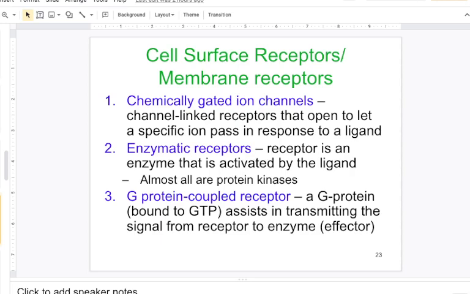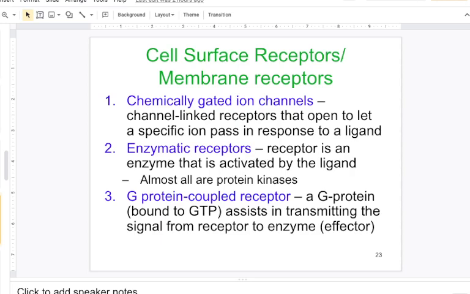Enzymatic receptors are receptors that are enzymes, which speed up a chemical reaction that is activated by the ligand. So the ligand-receptor interaction is what activates the enzyme. Almost all of these enzyme-type receptors are protein kinases.